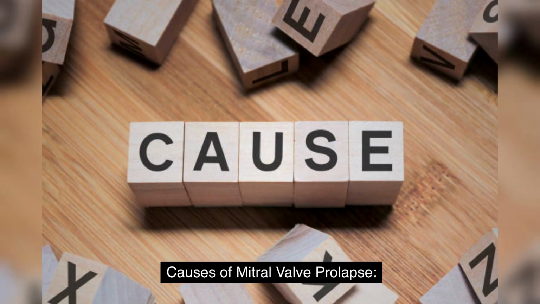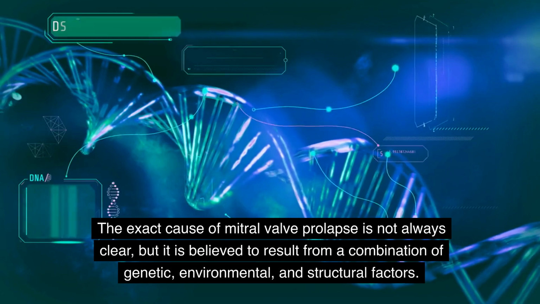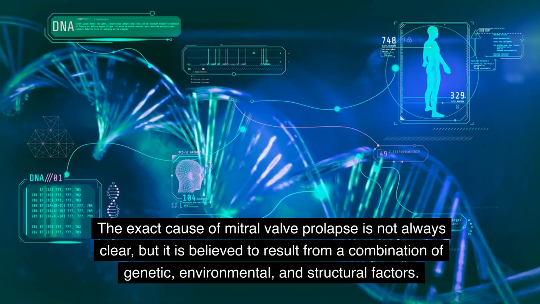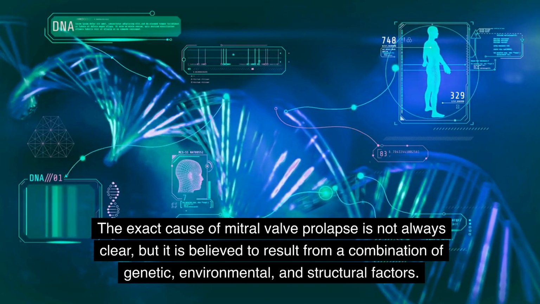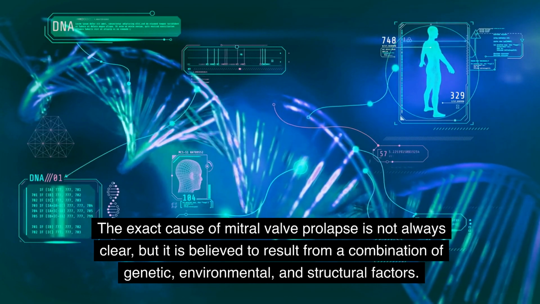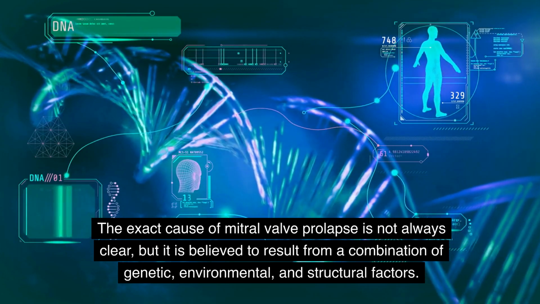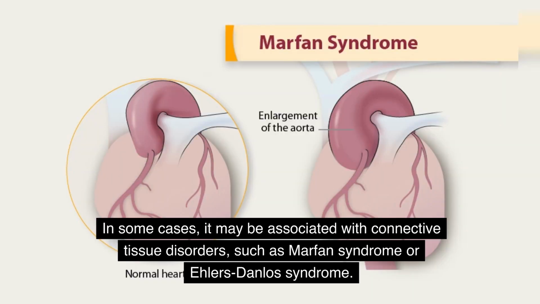Causes of mitral valve prolapse. The exact cause of mitral valve prolapse is not always clear, but it is believed to result from a combination of genetic, environmental, and structural factors. In some cases, it may be associated with connective tissue disorders, such as Marfan syndrome or Ehlers-Danlos syndrome.